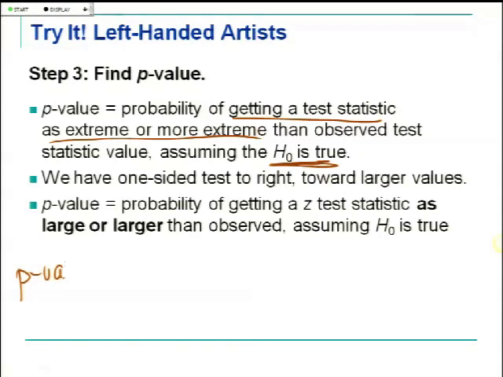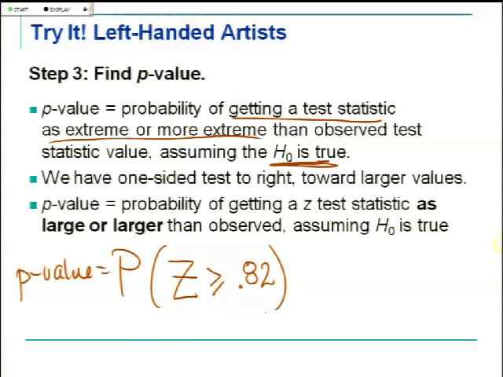The p-value says how likely is it to get your test statistic, which was a z in this case, as large as we did get, which was 0.82, or even larger. How likely is it to get a z of 0.82? Under a normal curve, a z of 0.82 is just a single line, a point, and you can't get an area there, a probability. So you have to do as extreme or more extreme.